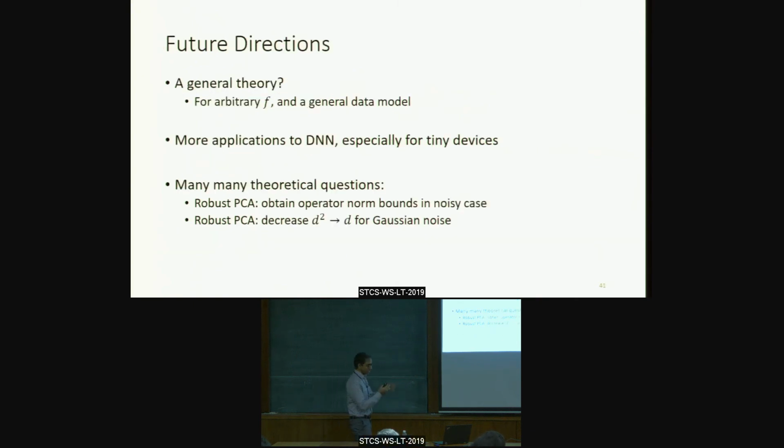For future directions, there are several of them. One is that, for arbitrary functions, can we come up with a more general theory rather than solving this problem for each individual scenario? Another thing is for deep networks, as I mentioned earlier, it seems like they already are robust to these outliers. Can we show that? And then for individual problems like robust PCA, there are some open questions.